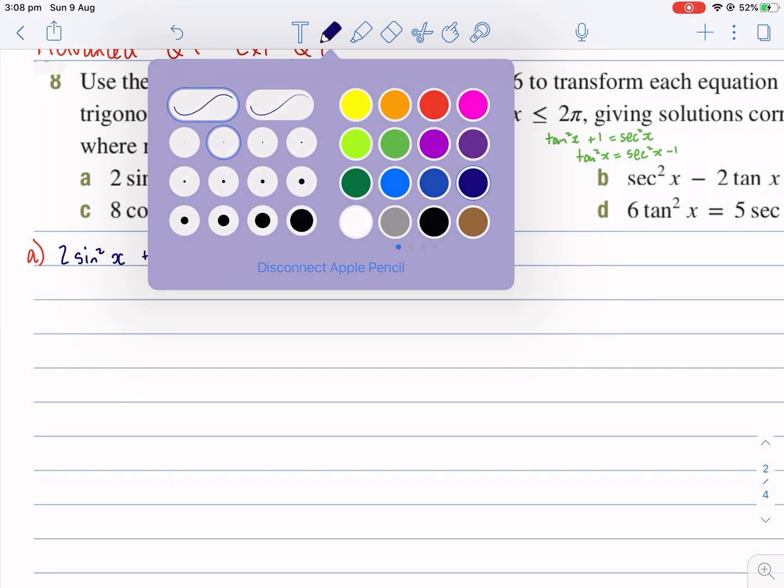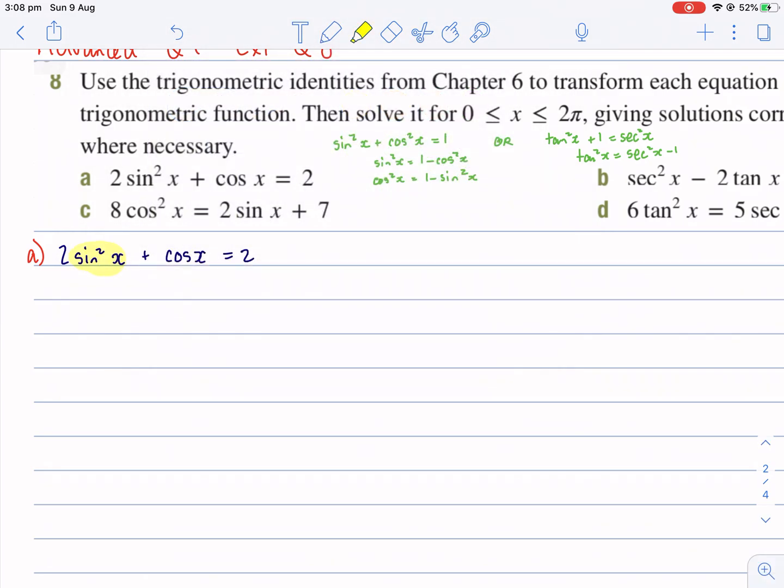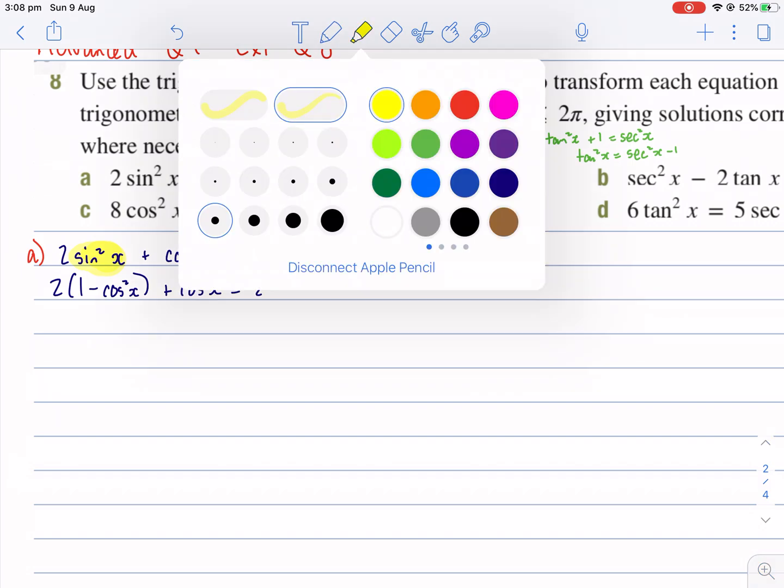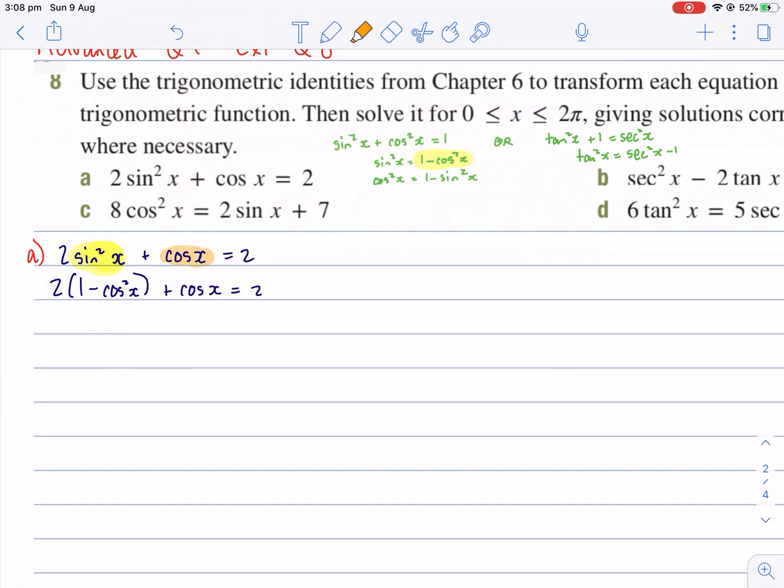So for A, I'm going to take sine squared and I'm going to replace it with 1 minus cos squared. So I've got 2 lots of 1 minus cos squared x plus cos x equals 2. The reason I chose to do that was because I had cos x on its own here and I knew I couldn't replace it with anything. Which means I've got 2 minus 2 cos squared x plus cos x equals 2.